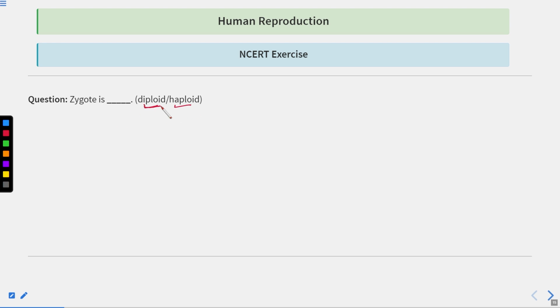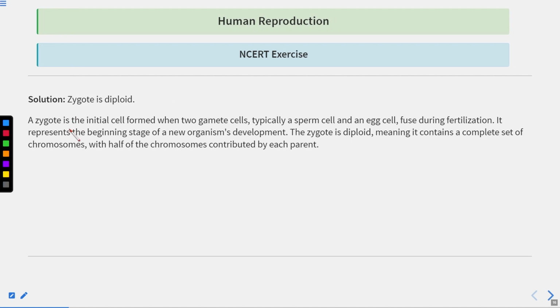Okay, we have already talked about this in the previous question. Zygote is obviously formed after the fertilization, so it should be diploid. Let's have a look at the answer here. Zygote is a diploid structure. It is a unicellular diploid structure.